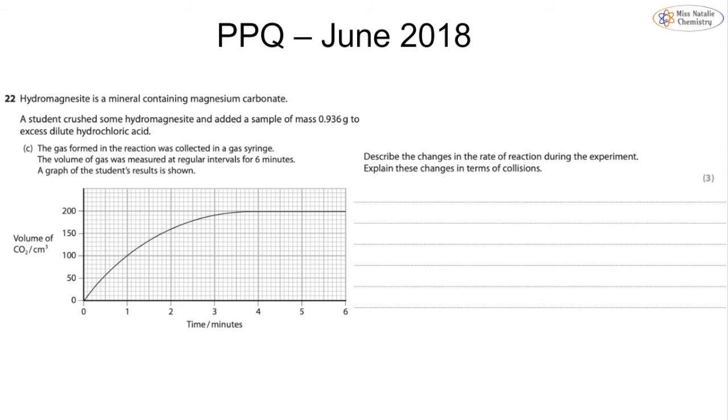So we're going to break this down into 3 points. The first point is talking about the shape of the graph at the start. What we find is that the maximum rate is at the start of the reaction. You will always find that the rate of reaction is fastest at the start because you've got all of your reactant particles available in order for them to react and collide with each other.